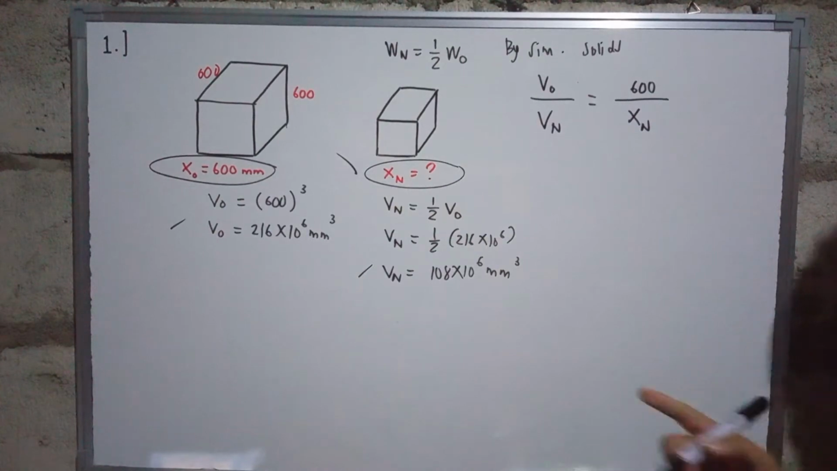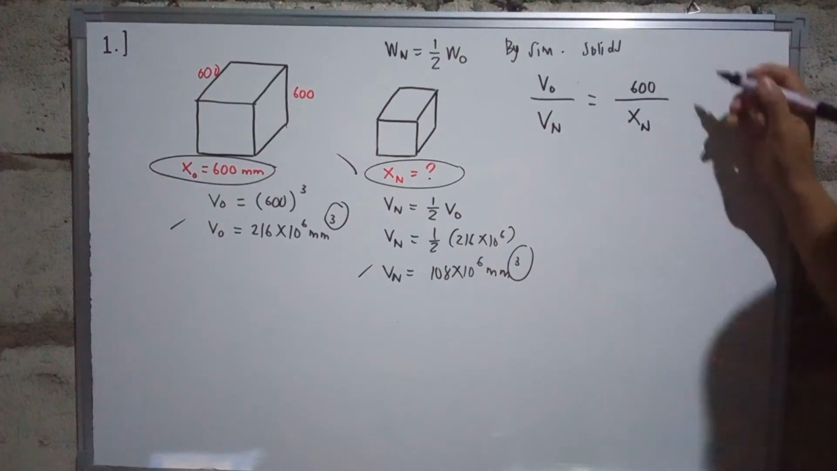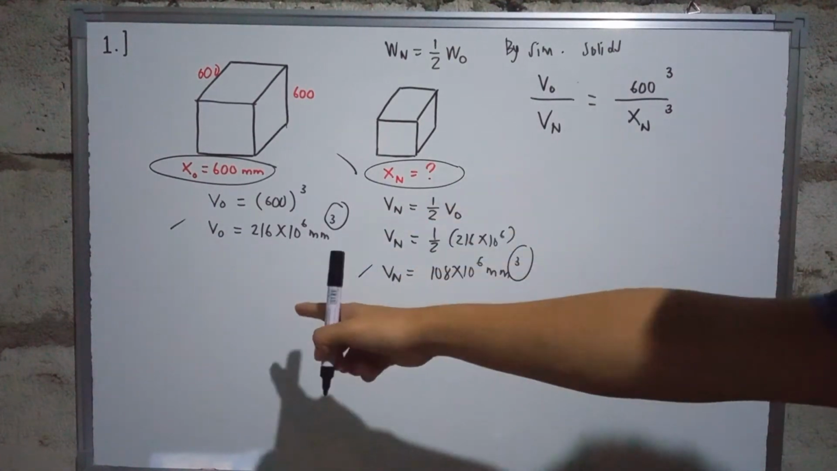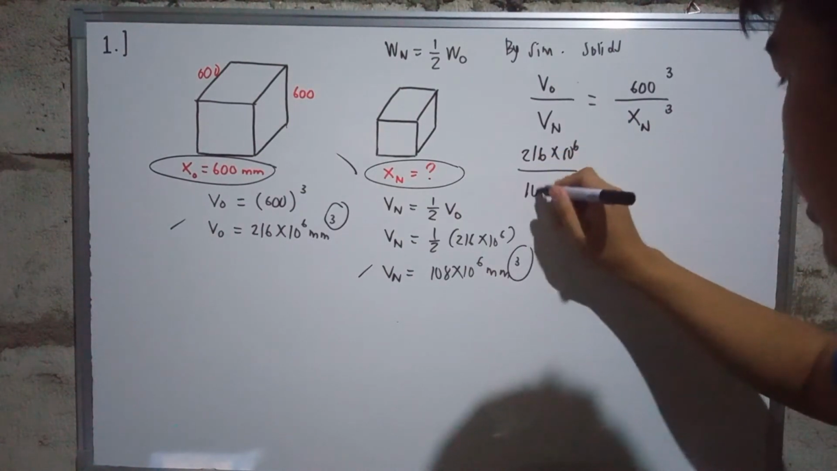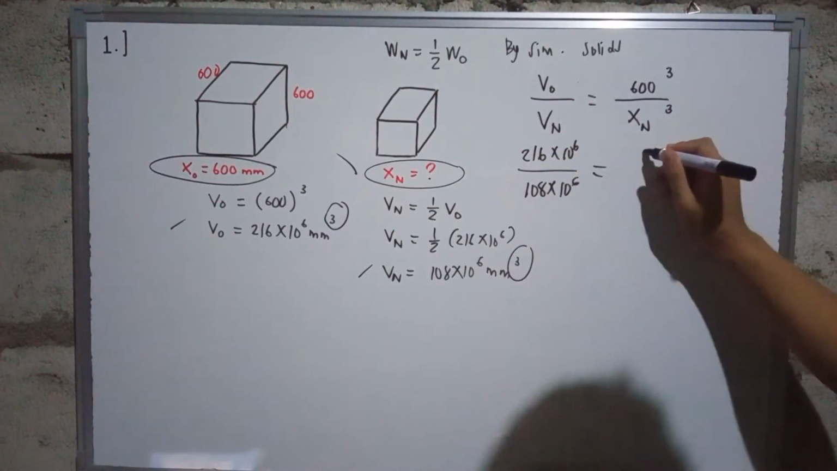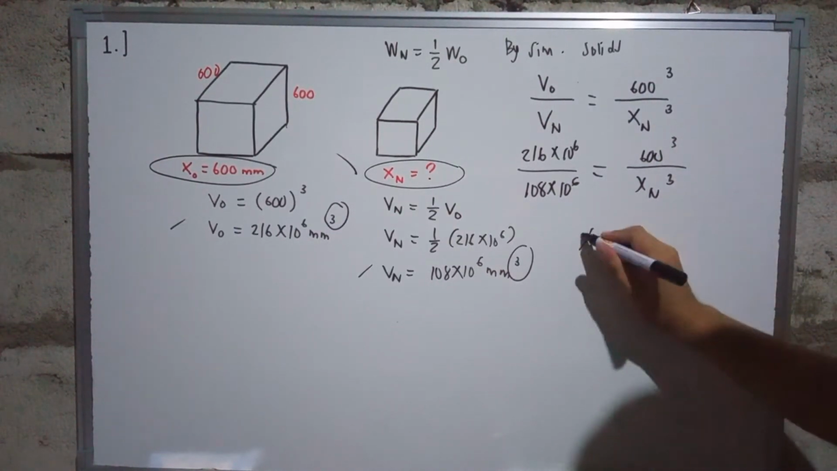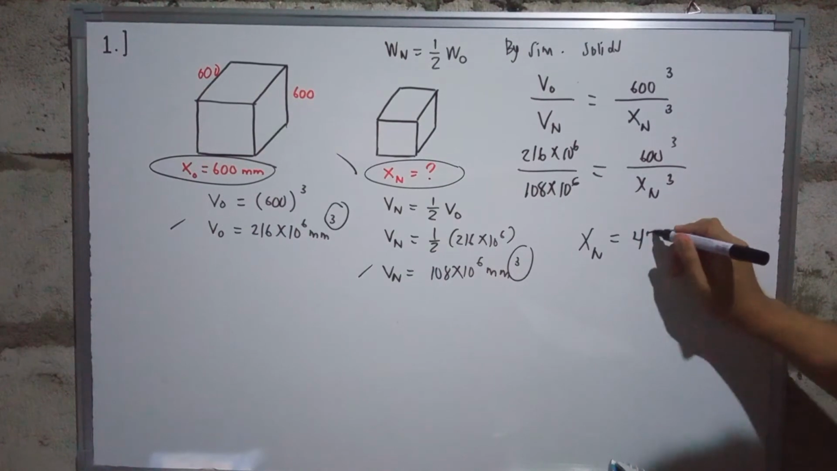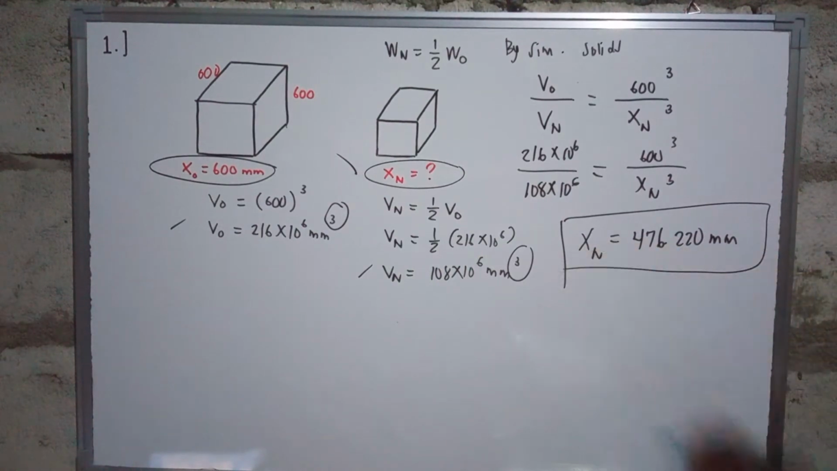Kaso, hindi pa tapos yan. Since volume yan, naka-cubic siya, meaning to say, dapat naka-cubic din yung mga sides natin. So, isa-substitute lang natin yung mga given, yung mga na-solve natin, all over 108 times 10 raised to 6, 600 cube. So, by simplifying, makukuha natin that the value of our x sub n is 476.220 mm. So, yun lang yung ating sample problem number 1.